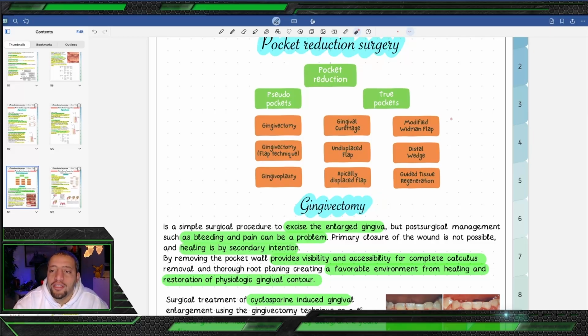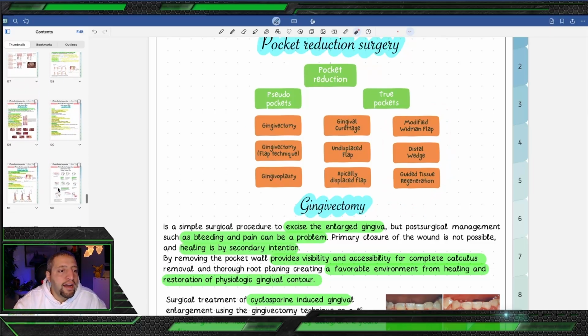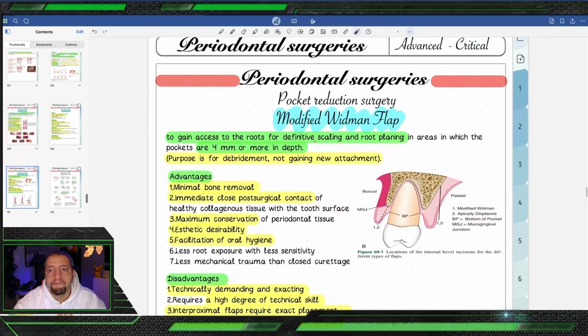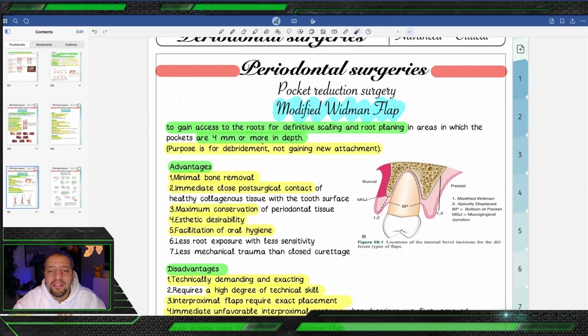Okay, so let's discuss the last 3 techniques here. We have the modified Widman flap technique. This technique is aimed to gain access to the root for definitive scaling and root planing, in areas where the pockets are 4 mm or more in depth. The purpose is debridement and not gaining new attachment, and this is why again periodontists don't like such a technique, because here we are aiming for debridement. It looks like gingival curettage, which is not done anymore, but in this technique we are not gaining new attachment because we are not removing everything.